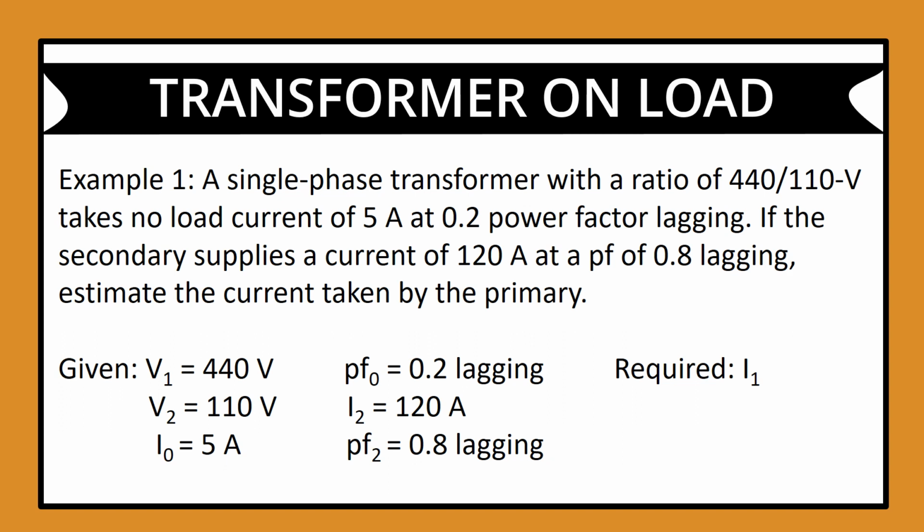by the primary. So we are given in the problem the primary voltage, which is equal to 440 volts, the secondary voltage, which is equal to 110 volts, and the no-load primary current, which is 5 amperes. We are also given the power factor at no load, 0.2 lagging, and the secondary current at 120 amperes. The secondary power factor is 0.8 lagging. And then we are required to compute for the current taken by the primary.